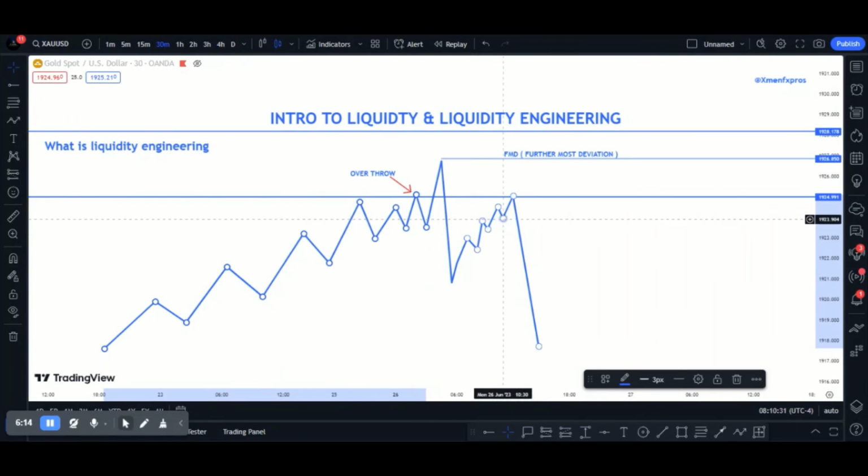And this is how supply and demand zones are produced. We shall see in future, and you'll be so shocked. We shall look at examples of this. So let's first look at the types of liquidity engineering. Then we can go to the charts to look for this. But this is so common.